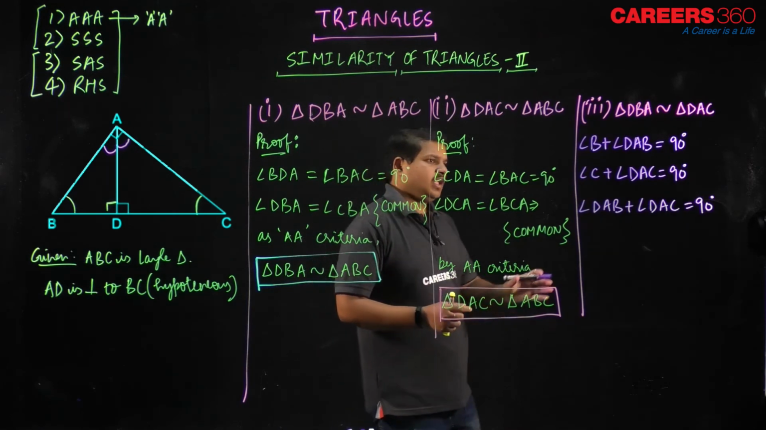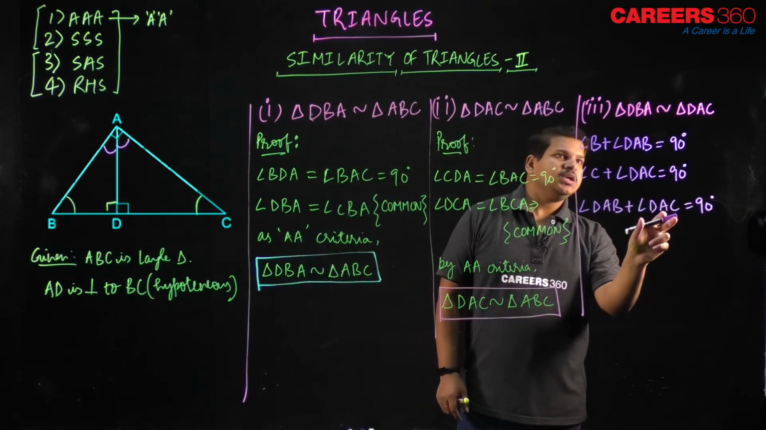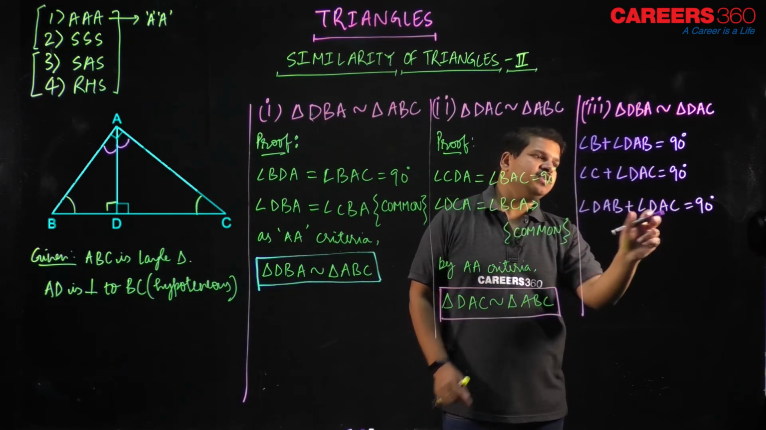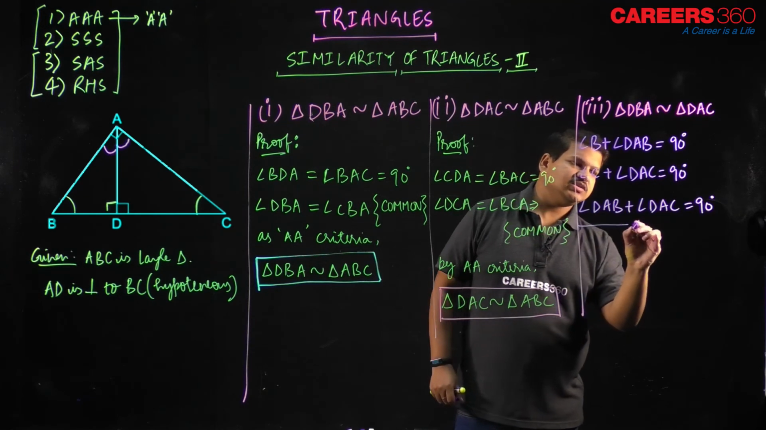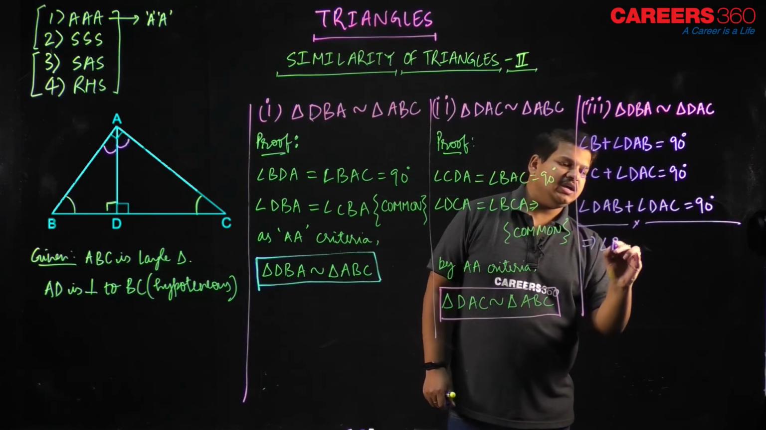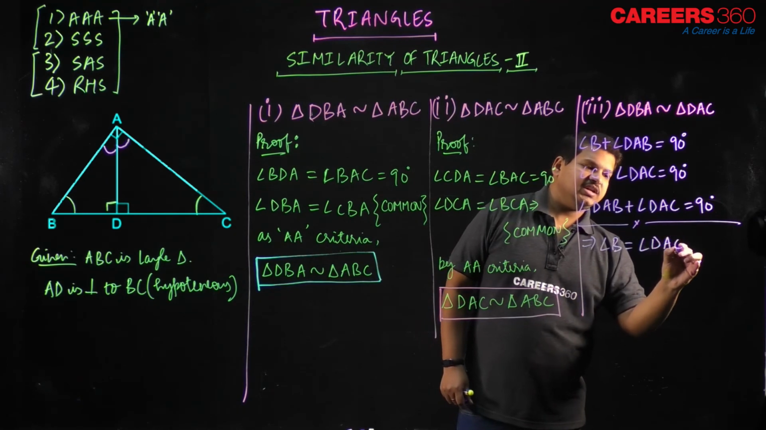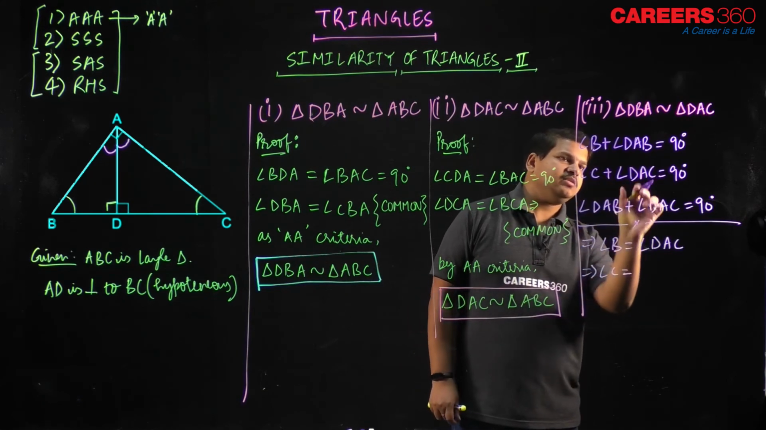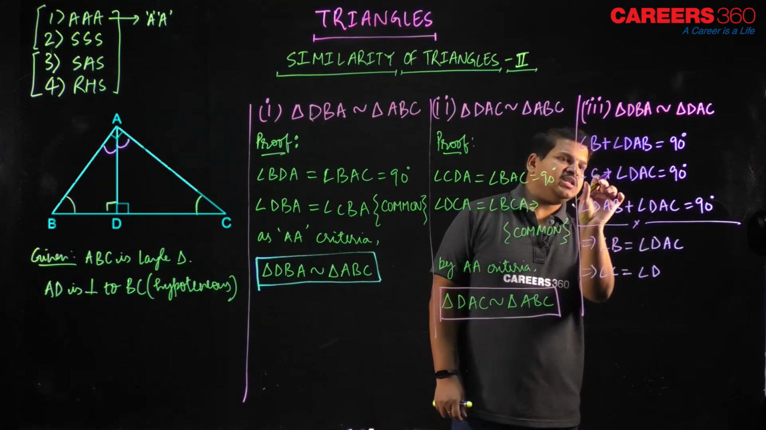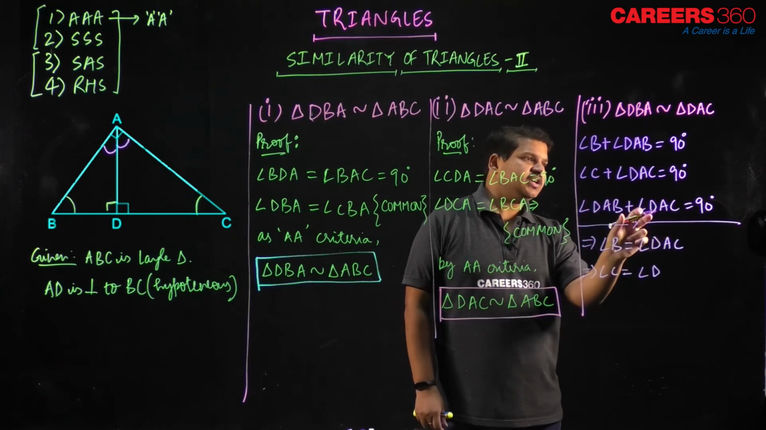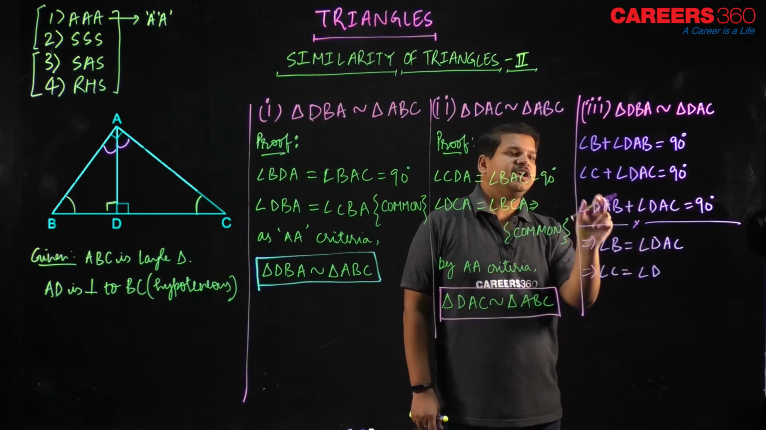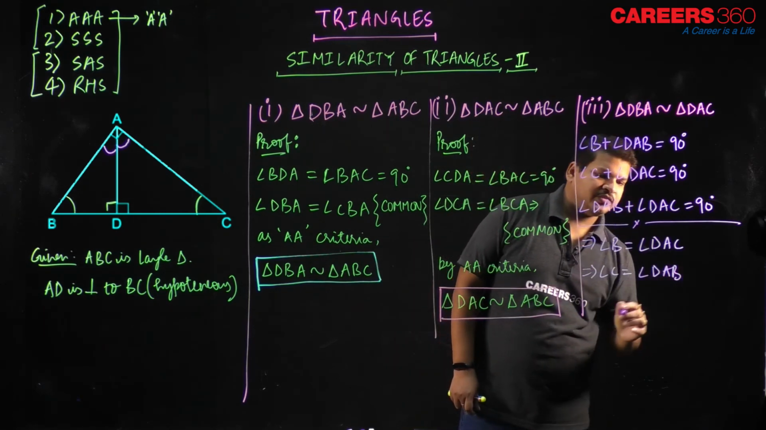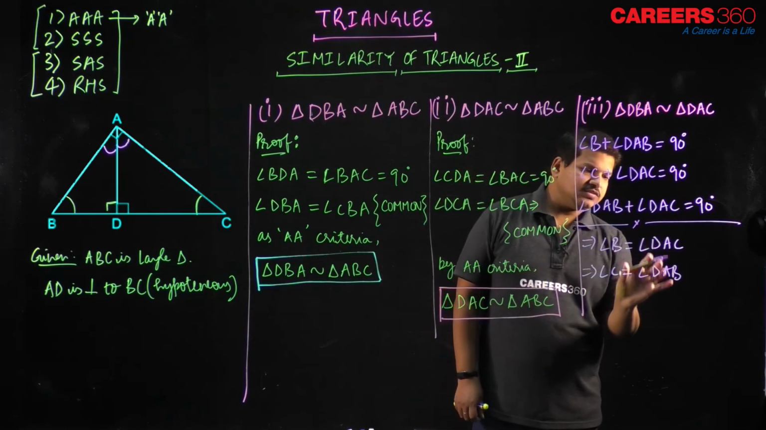Now, if I put this third one equal to the first one, DAB will be cancelled out and angle B will be equal to angle DAC. So what I can conclude from here is that angle B is equal to angle DAC. Similarly, if we put this third equation in front of the other, DAC will be cancelled out and angle C will be equal to angle DAB, right? So this is what I have achieved.